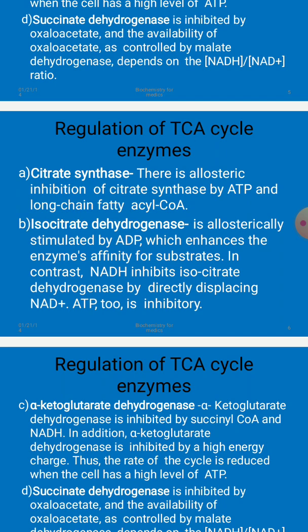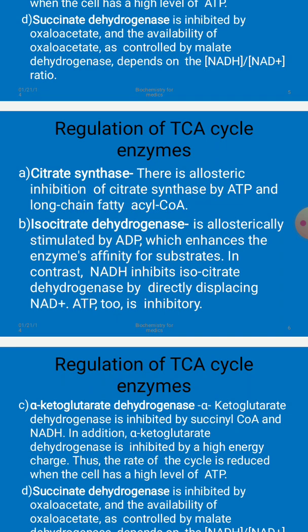So this inhibition is mainly done by the ATP molecule as well as long chain fatty acyl CoA. Isocitrate dehydrogenase is mainly allosterically stimulated by the ADP molecule, which in turn enhances the enzyme's affinity for the substrates. In contrast to this, NADH is also going to inhibit isocitrate dehydrogenase by directly displacing NAD plus and ATP. Those two are going to show the inhibitory activity, right?